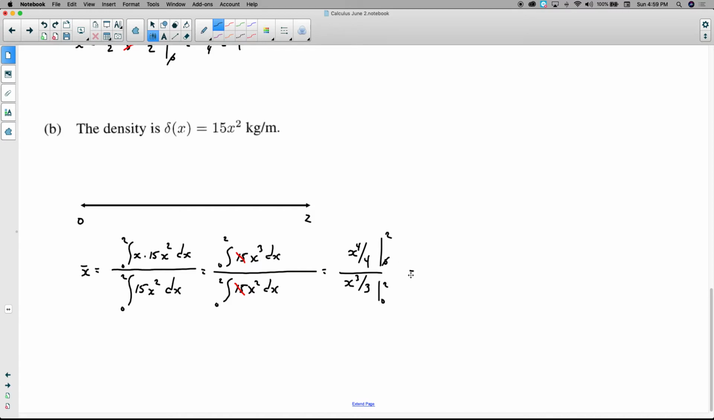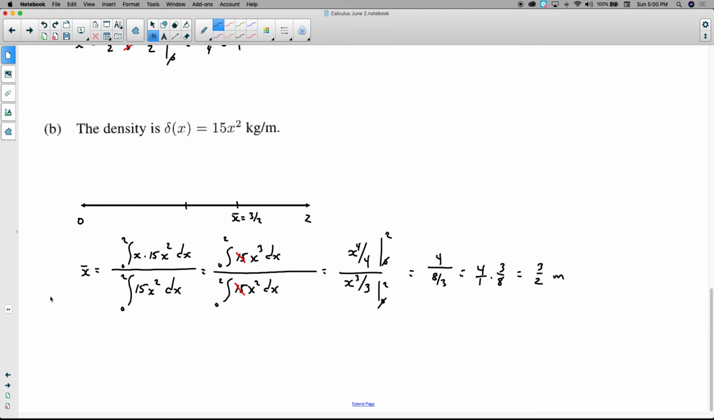This one gets zeroed out. And what is that? That's 16 over 4, which is 4. And then over here, that one gets zeroed out, and then that's 8/3. So 4 over 1 times 3 over 8 is 3/2. Okay, so then that's 3/2 meters. So we're going out to 1 and a half and marking that as x bar.